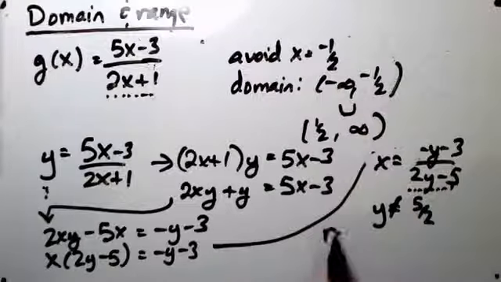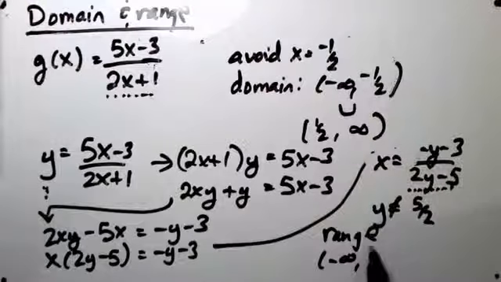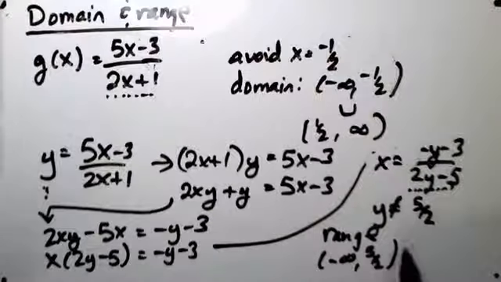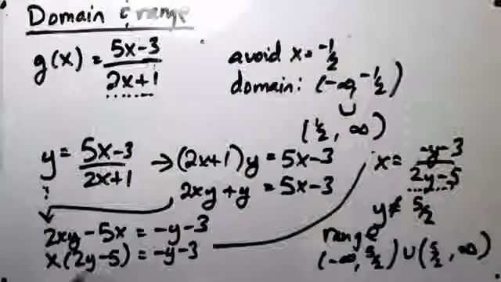So the range would be minus infinity to 5 halves, union 5 halves to infinity. Okay then.